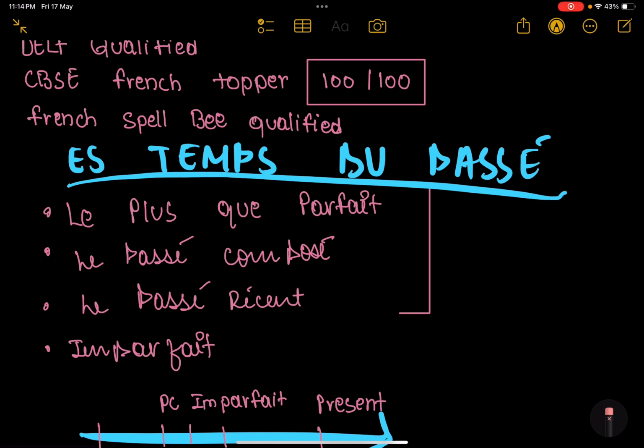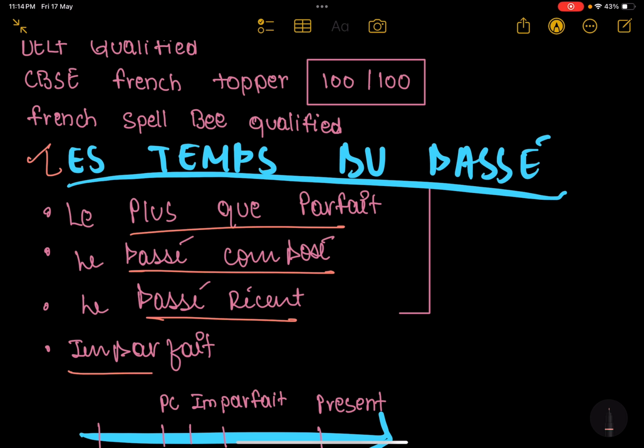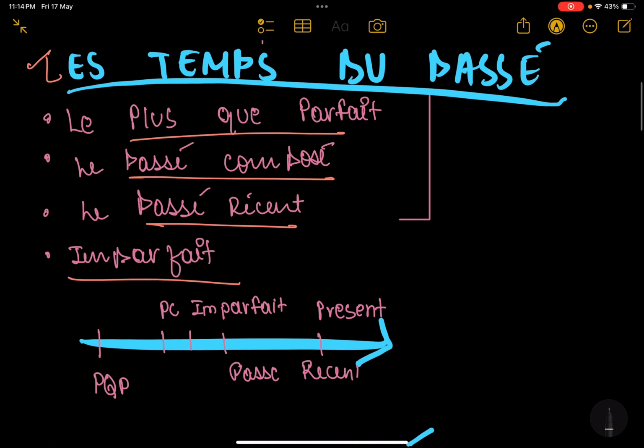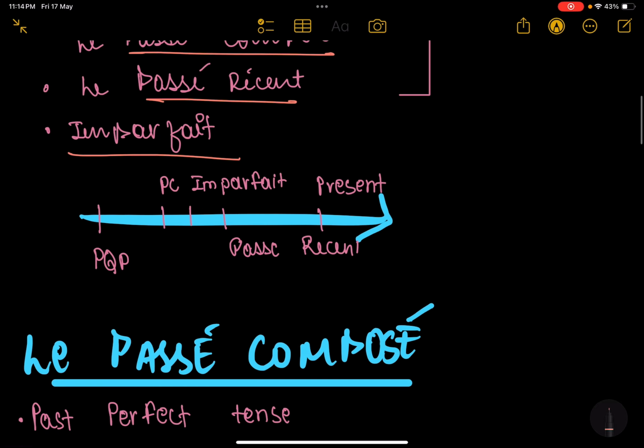Tenses of French. The past tenses in the French language, which are le plus-que-parfait, le passé composé, le passé récent, et l'imparfait. I have written these in this sequence to make you understand. So this is the timeline.